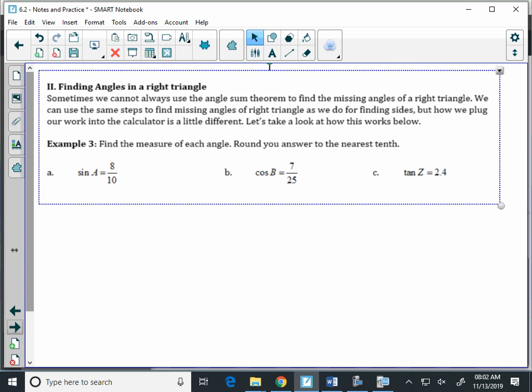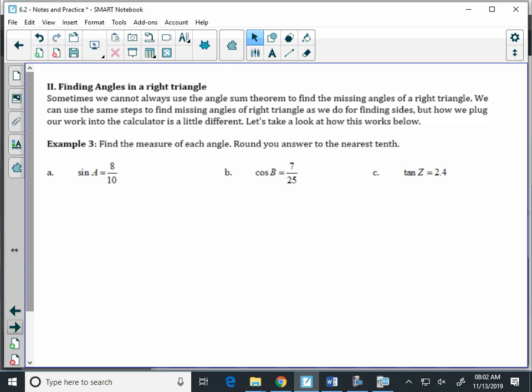So, we can also use trig to find angles. Sometimes we're going to need to find an angle in the right triangle, and the angle sum theorem is not going to work because it didn't give us all the angles. Okay? So, we're going to use the same steps as if we're finding sides, but how we plug our answer in to the calculator is a little different. So, we're going to take a look at that in this next example. We want to find the measure of each angle, round our answer to the nearest tenth. Because remember, when you take the sine, cosine, or tangent, you're always taking that of an angle. So A, in this first one, is representing an angle. We just don't know what it is.